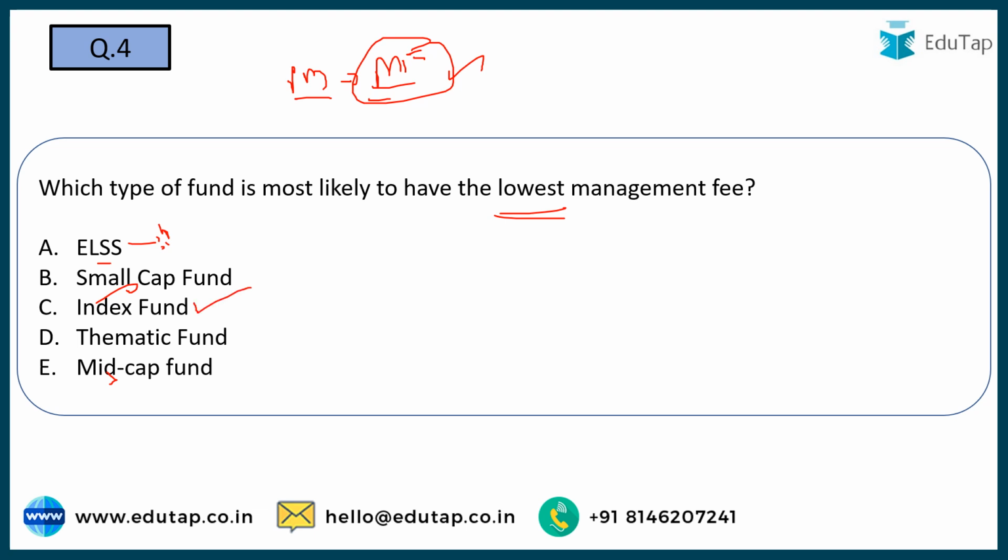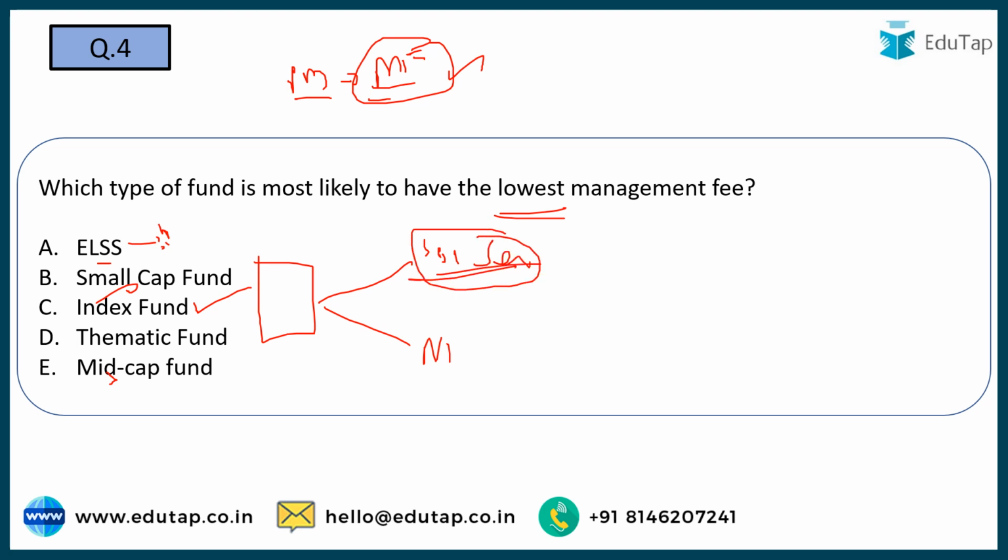The answer will be index fund, because under an index fund the fund manager or your mutual fund will invest in some specific index like Sensex or Nifty 50. So they do not have to track too much. Why? Because they are just investing their money in the 30 companies which are listed on Sensex and 50 companies which are listed on Nifty. So it's like passive investing. Passive investing will never generate a high management fee. It will always have a lower management fee.